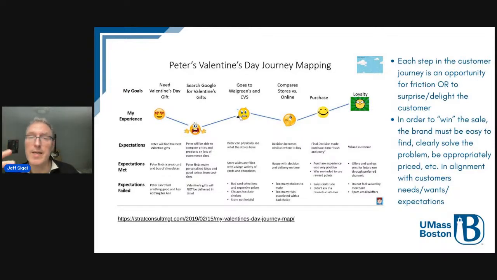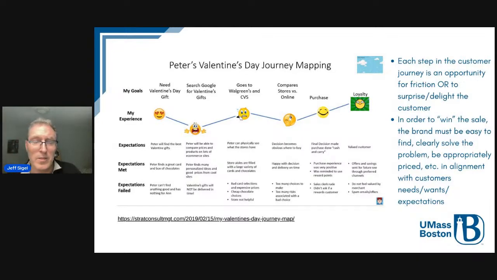So in this particular case, he decides to make a purchase. His expectation in the purchase phase is that he can make a final decision. If his expectations are met, the purchase experience is going to be positive. It's going to be really easy, people are nice to him, and he's maybe reminded to use his loyalty points. If his expectations fail, the sales clerk would be rude and wouldn't ask if he was a rewards customer. So does he have a good purchase experience?